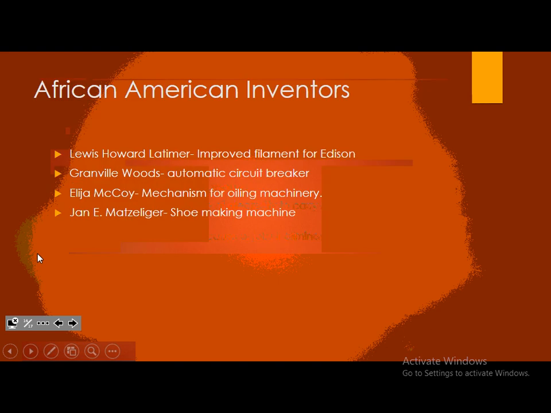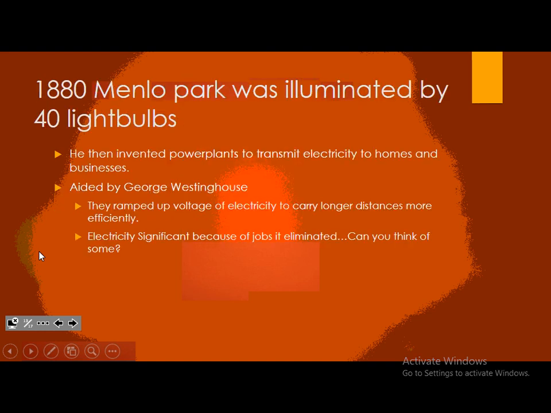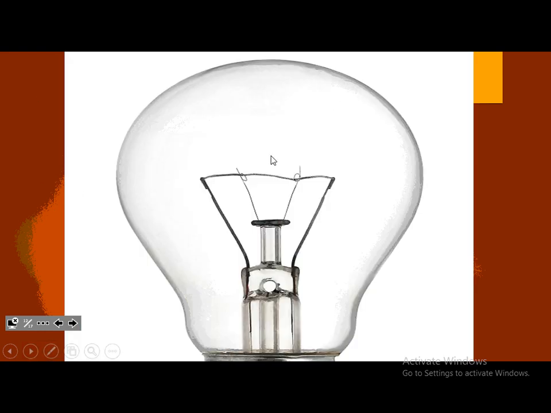So we'll look at these things on Monday, but we need to first take a step back and look at some of the African-American inventors and how they improved some inventions in history also. Lewis Howard Latimer improved the filament for Edison. The filament is the first thing on an incandescent light bulb that would burn out. If it has a crack or a hole in it or breaks, then the power from positive to negative doesn't connect anymore, and your light bulb burns out, and you have to have a new one.